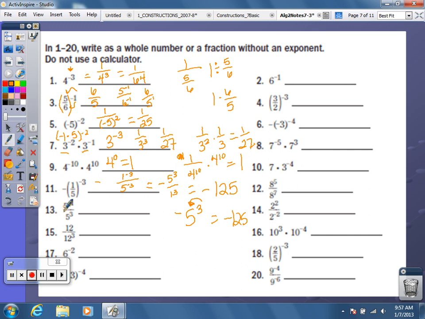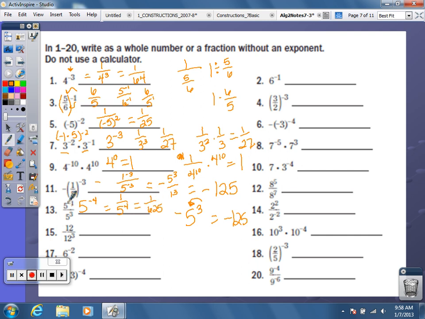Here I have same base and a division sign. I can subtract the exponents. Negative 1 minus 3 is 5 to the negative 4th, or 1 over 5 to the 4th. Is that 625? Yep. 1 over 625.